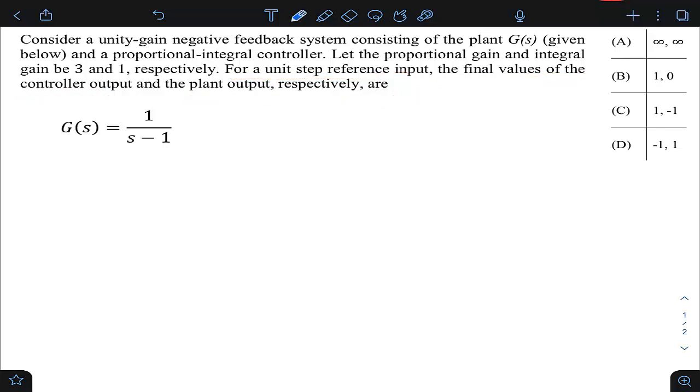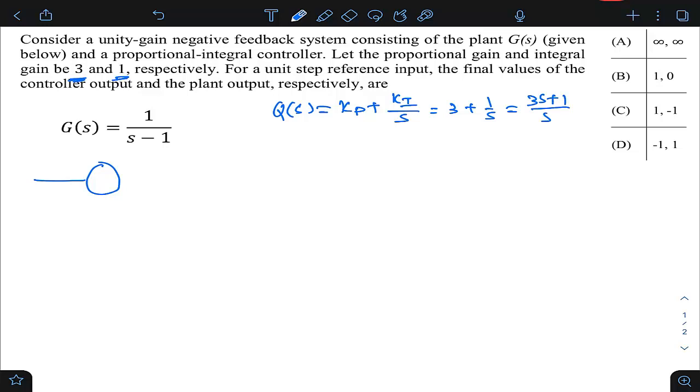Based on the given data, we can have the transfer function and the block diagram representation. For the PI controller, students, if I denote the transfer function of the PI controller as Q(s), it is in general given by Kp plus Ki by s. Kp is the proportional gain, Ki is the integral gain. Kp is 3 and Ki is 1, so 3 plus 1 by s. If you take the LCM s, it is (3s plus 1) by s.